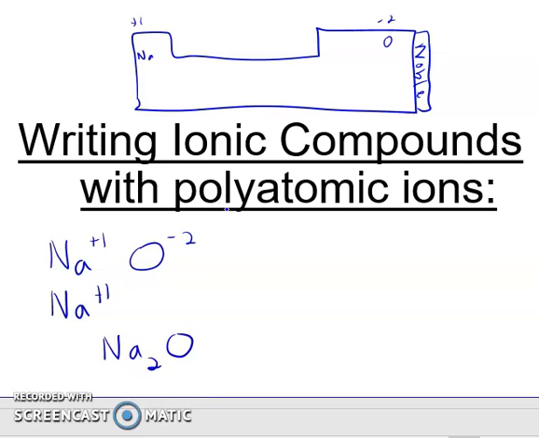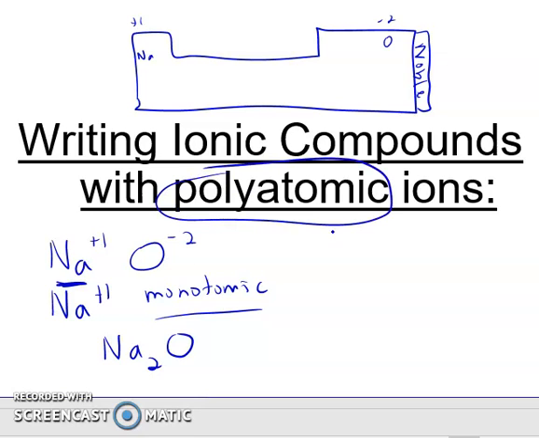So we did this with regular ions. We actually did this with what are called monatomic ions. Monatomic means you only have 1 atom in the ion. Now we're going to do the same thing with polyatomic ions. Polyatomic ions have more than 1 atom in the ion.